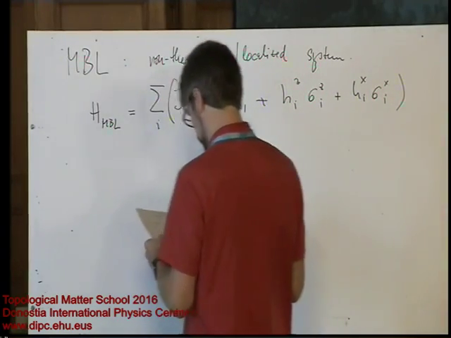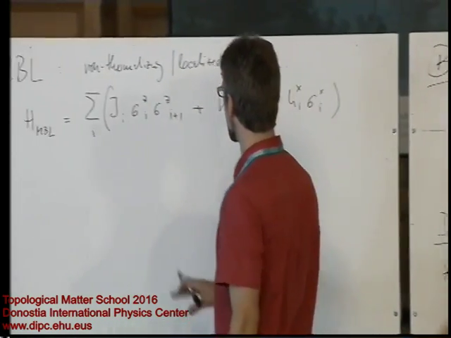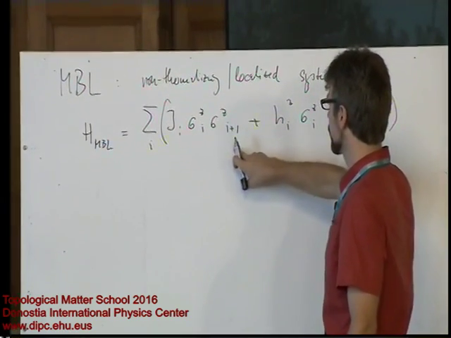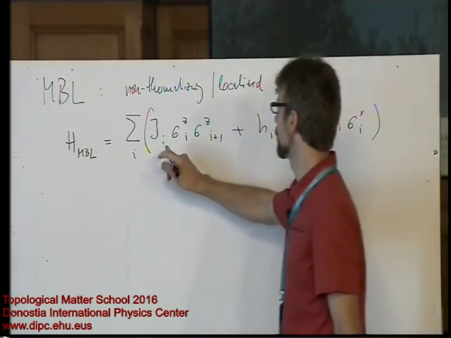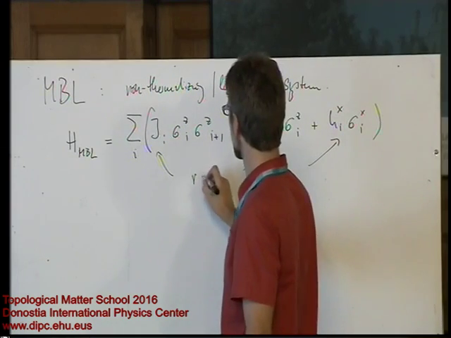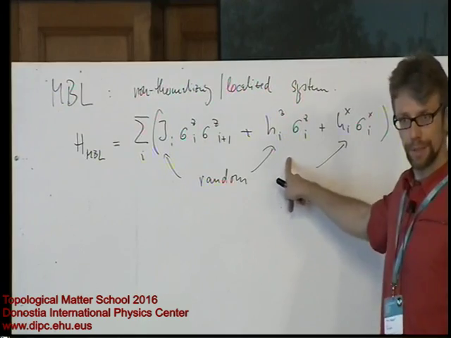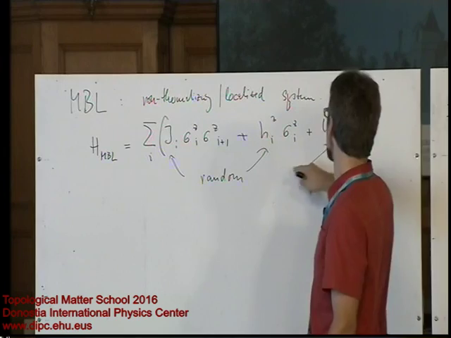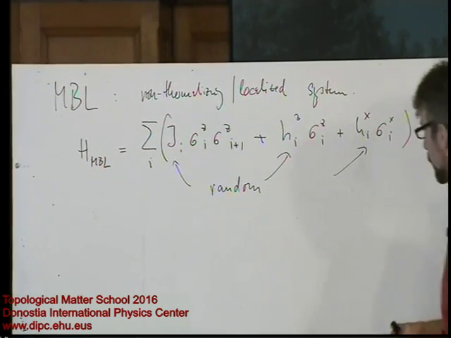Okay, so I have spins on a one-dimensional chain, and these are spin 1/2. They interact via sigma z terms between neighboring spins, and there is a random coefficient in front of this interaction term that depends on the site. I also have a field pointing in the z direction, also with random coefficients that depend on the site. And then I could also add a transverse field if I want to. Okay, so that's the system.